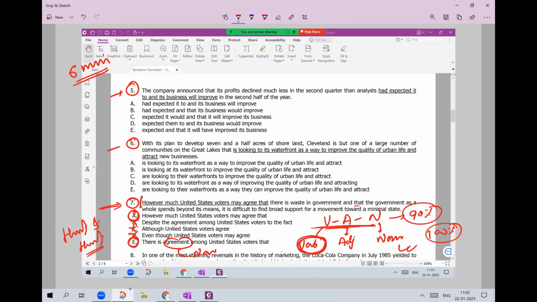GMAT verbal is the most standard verbal exam that you are giving in the world. It will never happen that they give you that and that parallelism and then say that is not the answer. This is not some stupid exam. Be very sure about it. Absolutely, it will never ever happen.